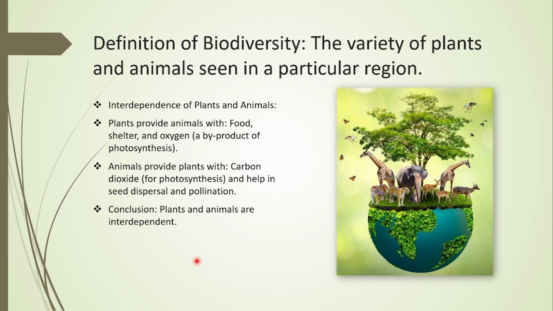Plants and animals depend on each other. Plants give animals food, shelter, and oxygen, and animals give plants carbon dioxide and help in pollination and seed dispersal. This interdependence is crucial for nature's balance.